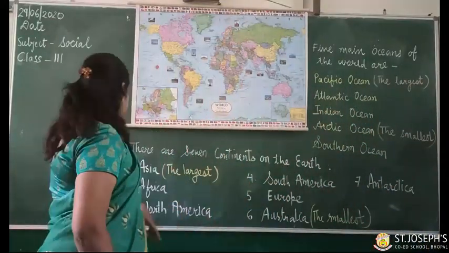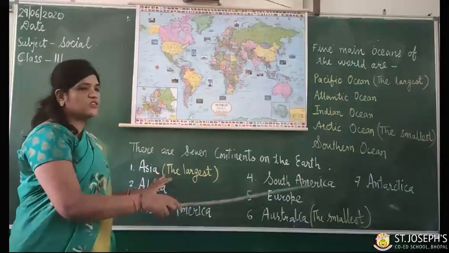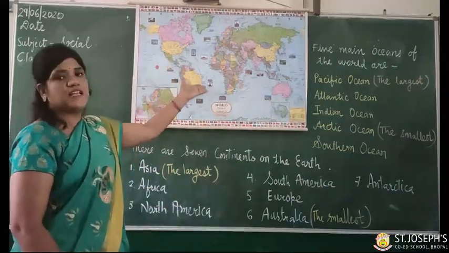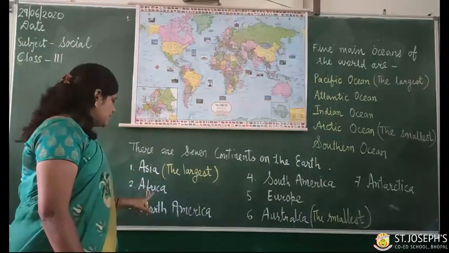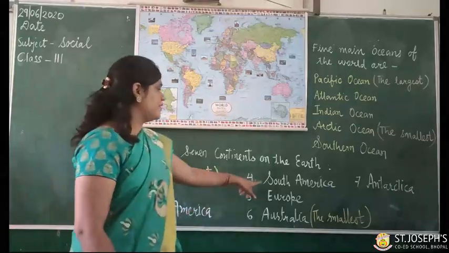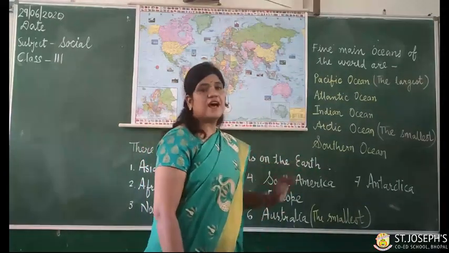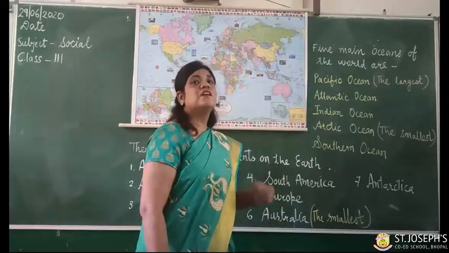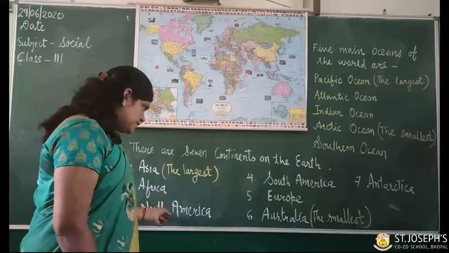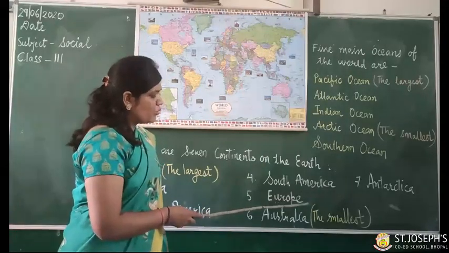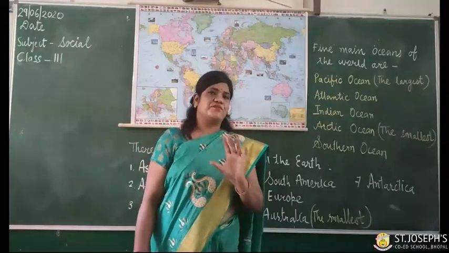First one, Asia. Okay, first we will see on the blackboard. I have written all 7 on the board, and then I will tell you through map. So Asia is the first one, then Africa, then North America, then South America, then Europe, then Australia, and last one is Antarctica. Okay, I will repeat once again: Asia, Africa, North America, South America, Europe, Australia, and Antarctica. So these are total 7 continents on the Earth.